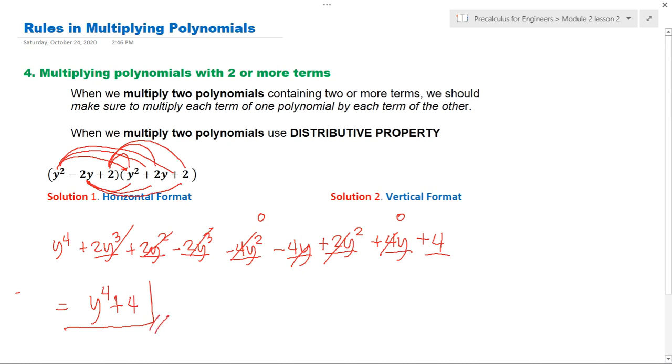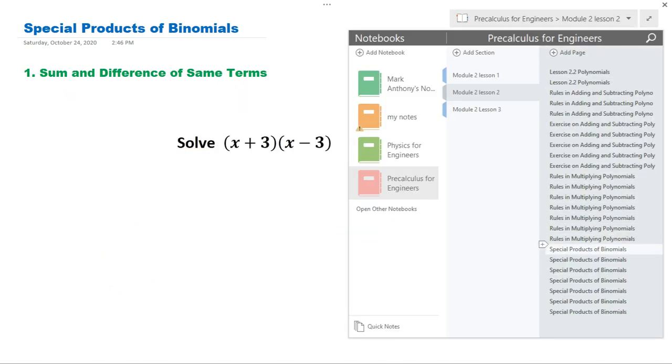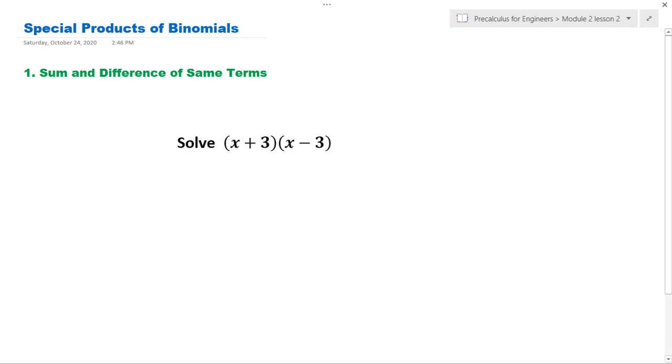So, since we are already through with multiplying polynomials with 2 or more terms, we have here special products, or mga special products ng binomial. I think you are already familiar with this one, you're senior high school, but let's have a review na lang.